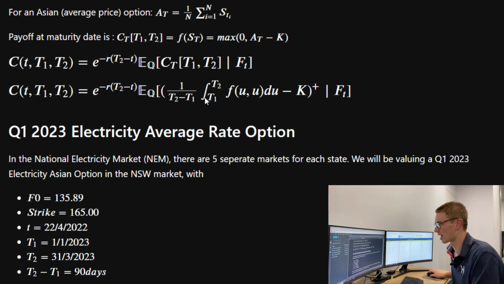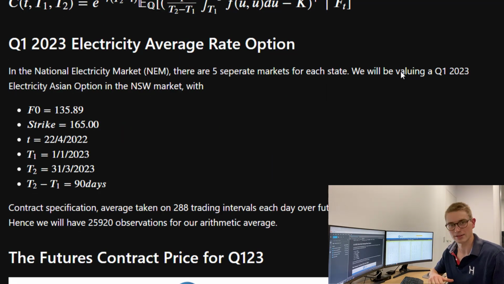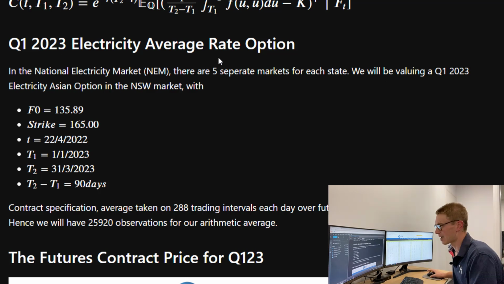Here we're going to be considering the Australian electricity market, and we're going to be looking at average rate options for Q1 2023. Now in the national electricity market, the NEM, there are 5 separate markets, one for each state, and we're going to be valuing Q1 2023 electricity Asian options in the New South Wales market.